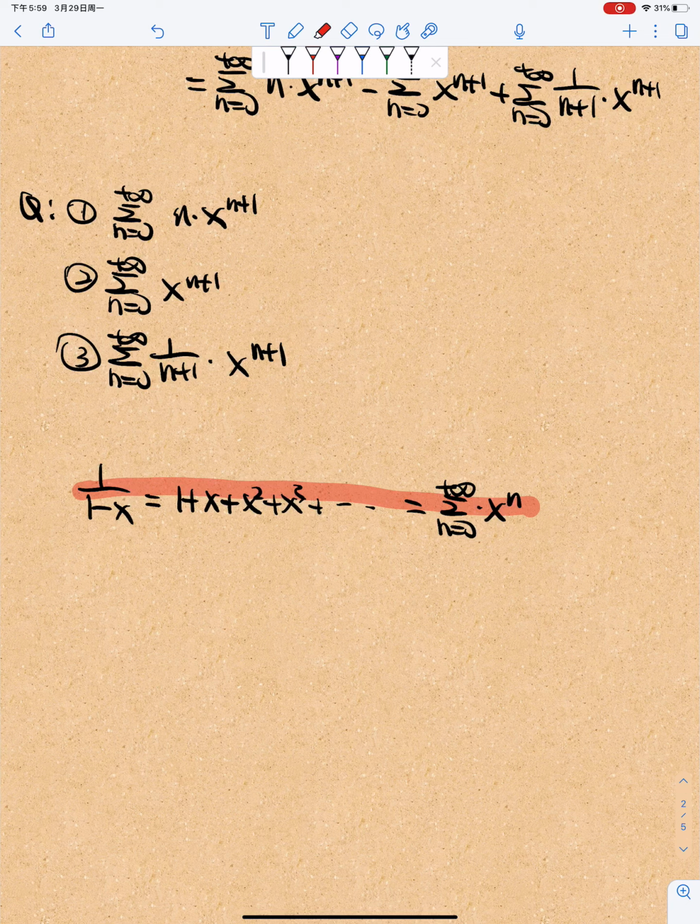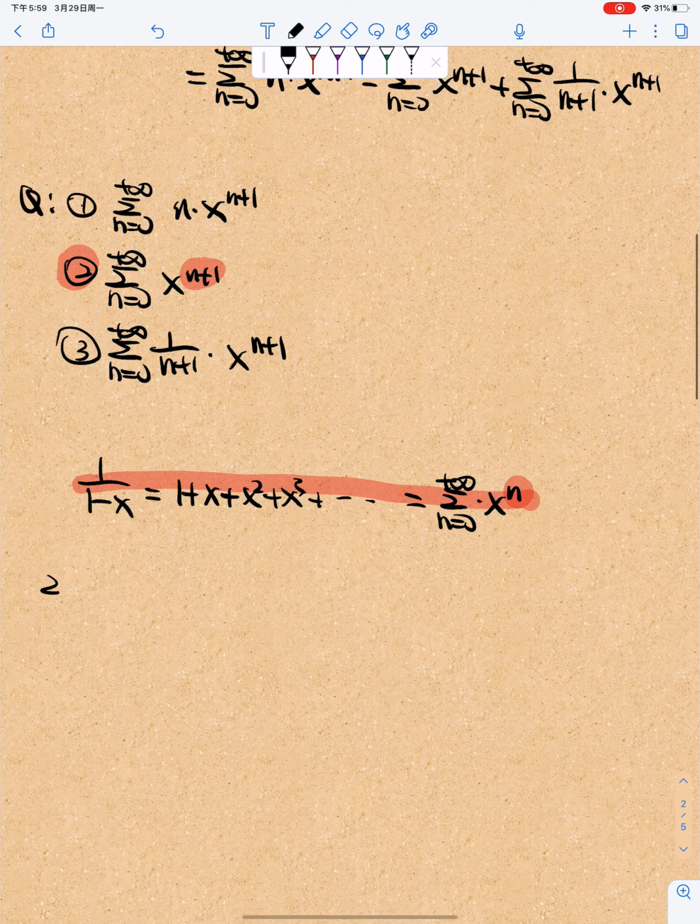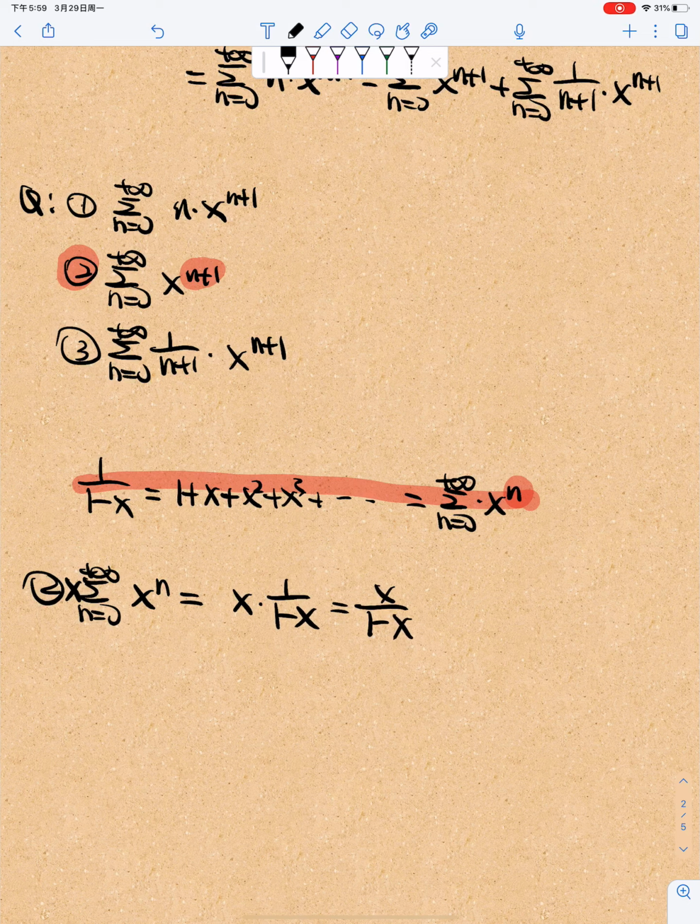Let's first look at number 2 here. Number 2 looks very familiar, very similar to what we have here. The only difference is that the power for number 2 is n plus 1, and the power here is a single n. And that means for number 2, if we factor out that x, we get sigma x to the nth power, and that is equal to x times 1 over 1 minus x. So this one is pretty easy.